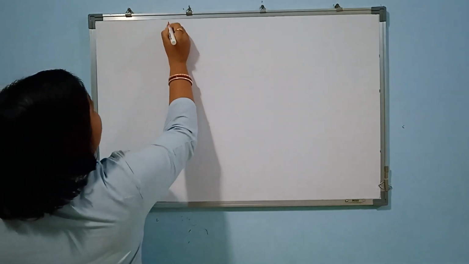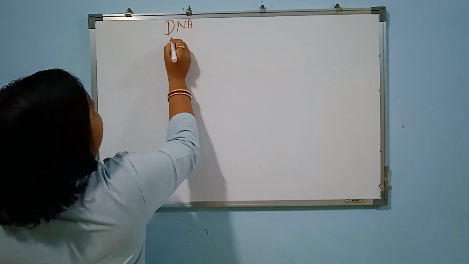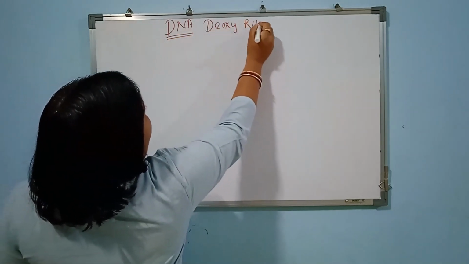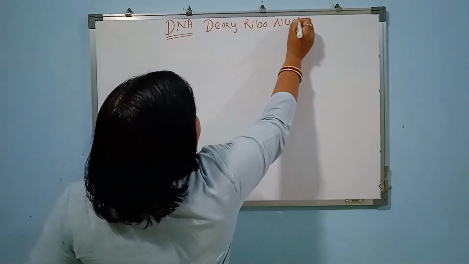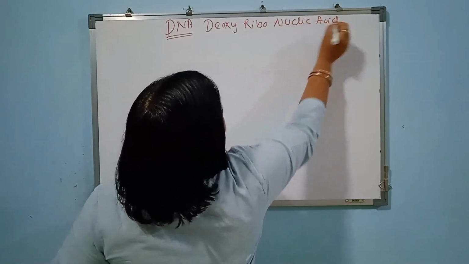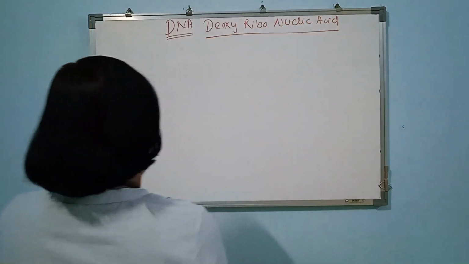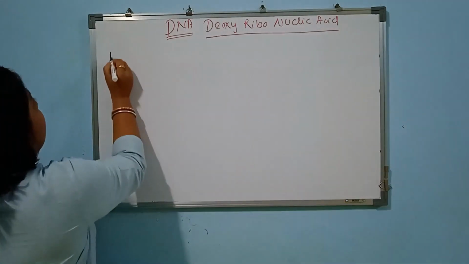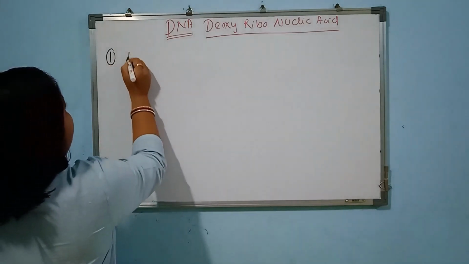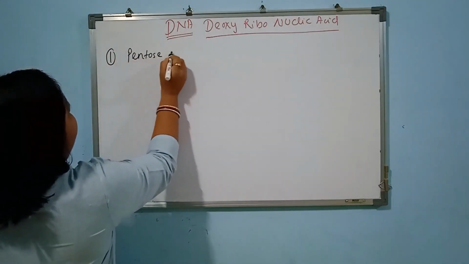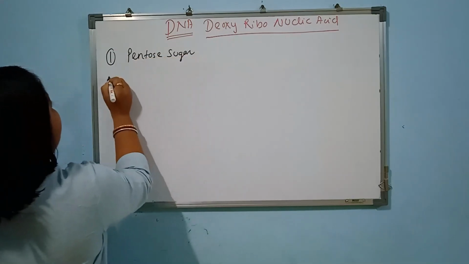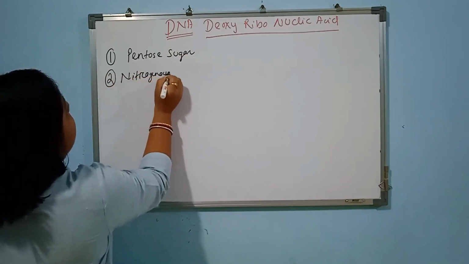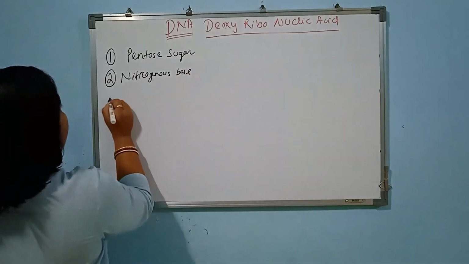Let's discuss today about DNA, or deoxyribonucleic acid. This DNA normally contains one pentose sugar, nitrogenous base, and phosphate group.